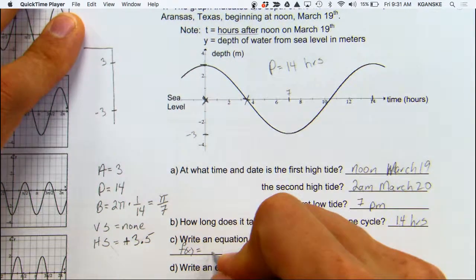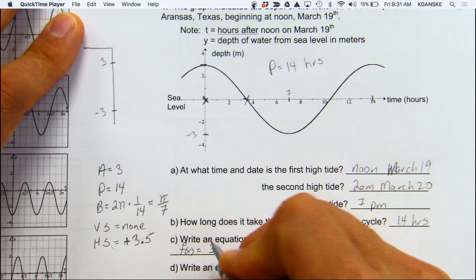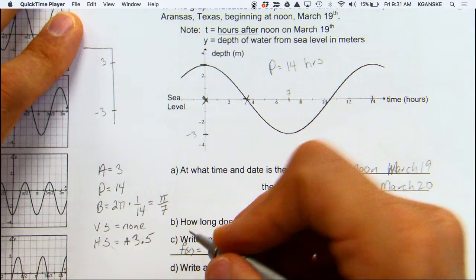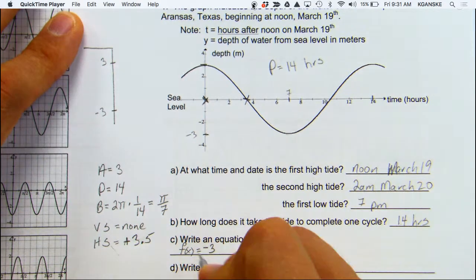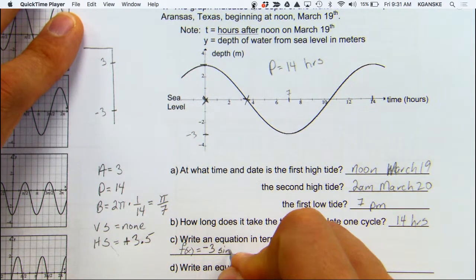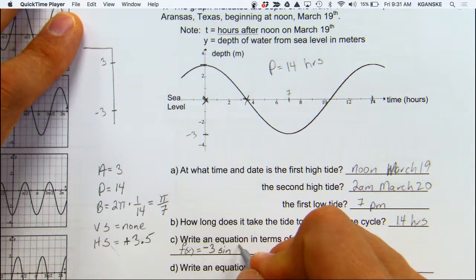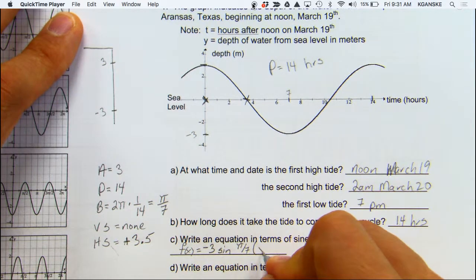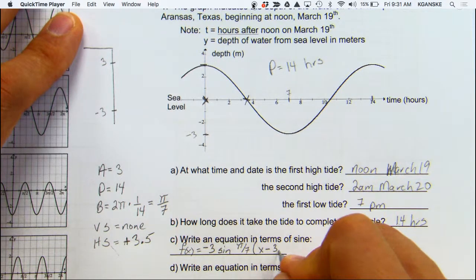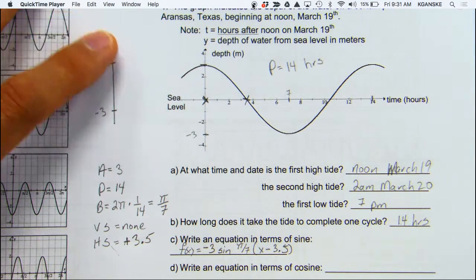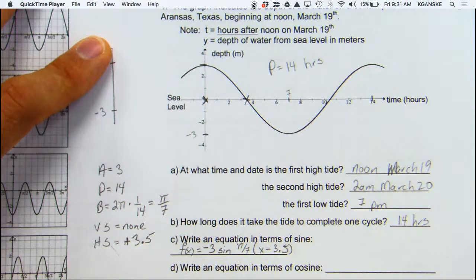So let's put it in. My amplitude is 3, and I have a plus or a minus sine curve here. Minus. So we've got to put a minus out in front. Sine of, my period was 14, so my b is pi over 7, and then x minus 3.5. And no vertical shift. So you just model it out and away you go.